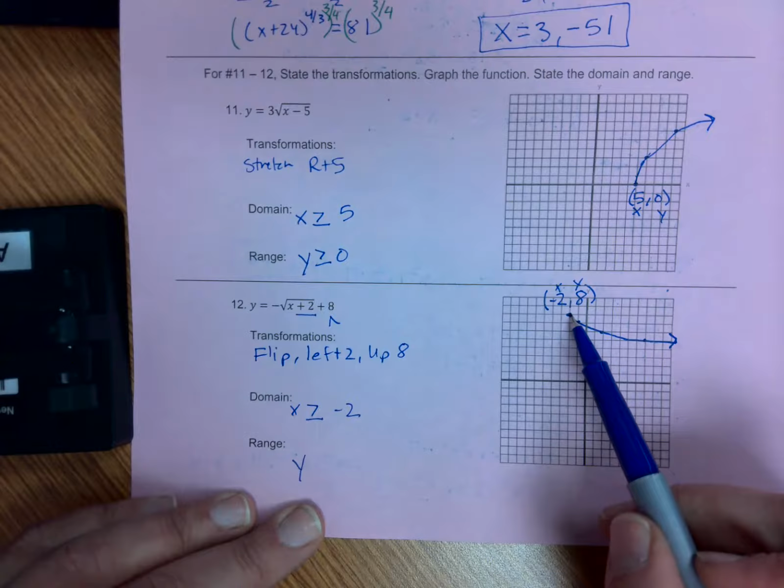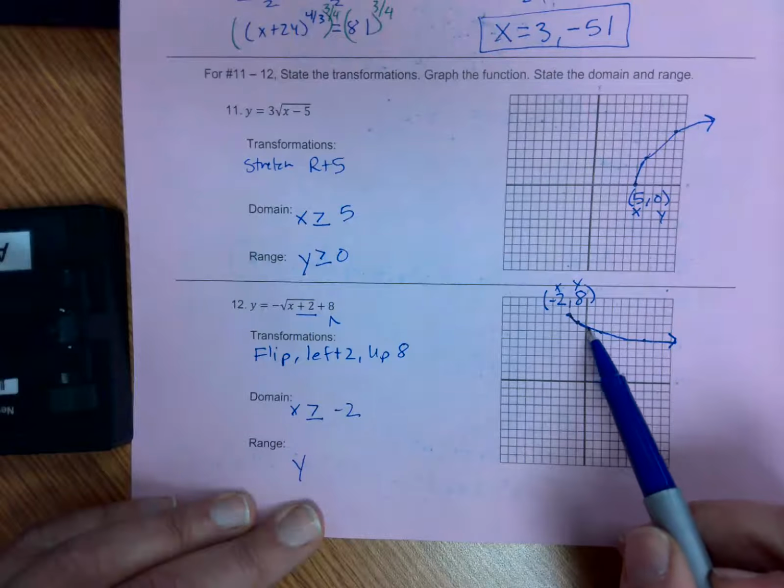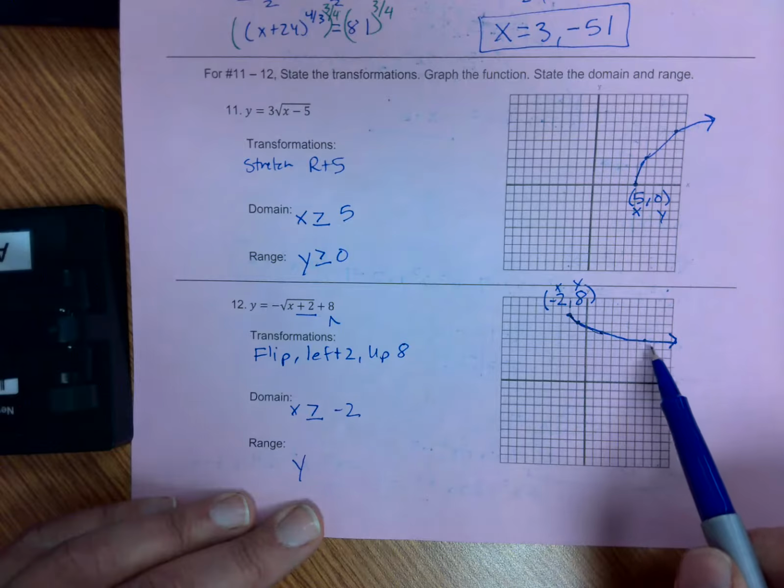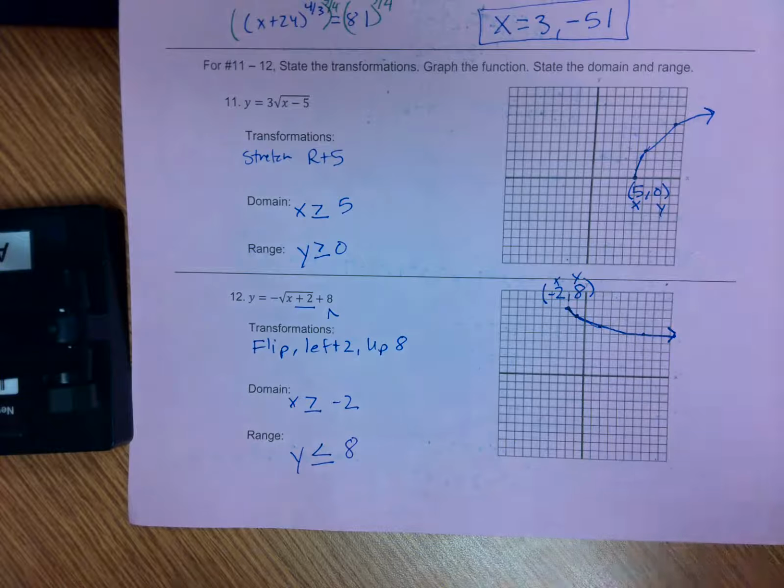Range, I'm focusing on this point, following the path. The path is moving down now. So y is getting smaller. So if y is getting smaller, it's less than or equal to my y value here, which is 8. There. See, not so hard.